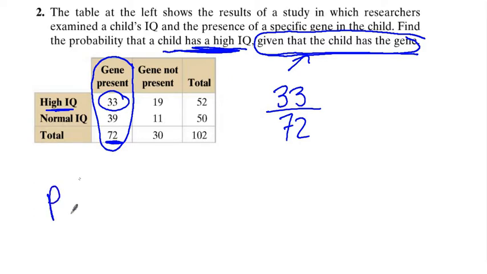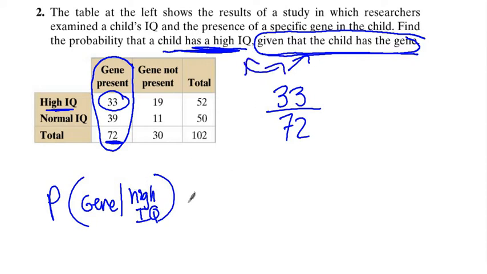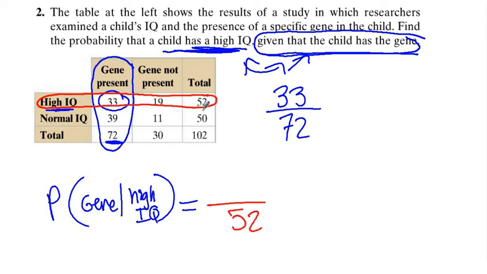Okay, one more I want to give you here, and this is for you to try. What's the probability of somebody having the gene given that they have a high IQ? This is a slightly different problem, right? I'm wording this differently. It's almost like you swapped those. So probability of having the gene given that we have a high IQ. Alright, so if we are given that we have a high IQ, that means we're only dealing with these 52 people right here, because there's 52 total people that have a high IQ. What's the chance out of those 52 that we have the gene? There's a 33 in 52 chance of that happening.